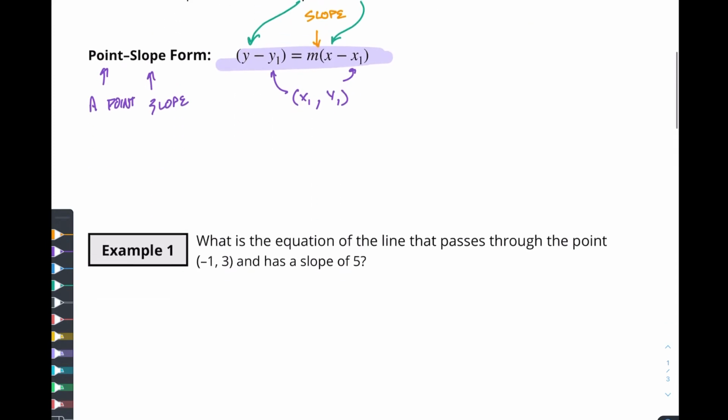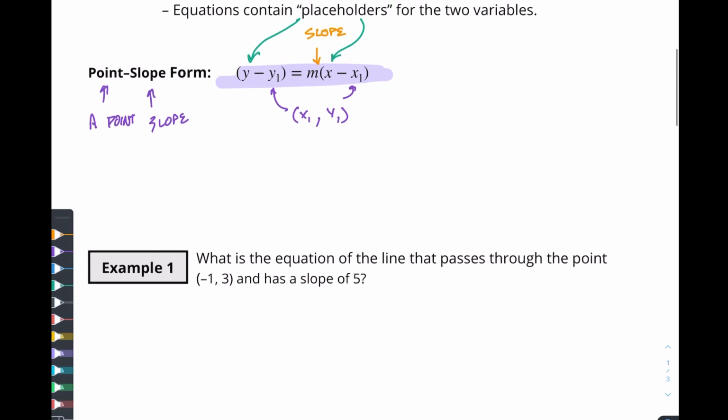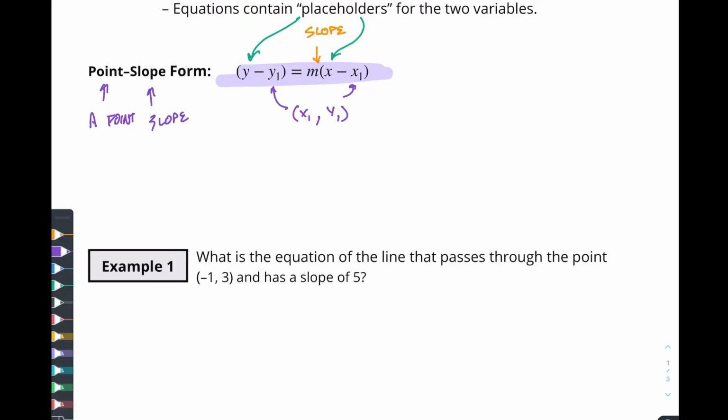So let's start with this right here. What is the equation of the line that passes through the point -1, 3, and has a slope of 5? Now, you could, of course, do this with the slope-intercept form, but we're not going to. We're going to use the point-slope form because that's what this video is all about. So our point, our x1 and our y1, that's this -1, 3. So there's our x1 and our y1. And our slope is 5.